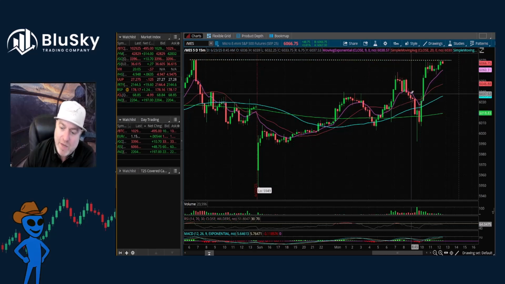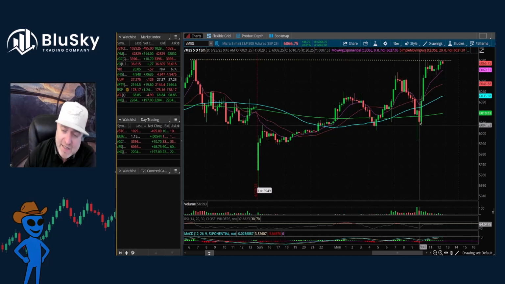Now, the market right here had opened up a little bit sour, coming down into intraday support levels. Some data came out that shifted the probability pretty quickly, and this thing screamed up, guys. Very fast moving market all the way back up into the overhead resistance.